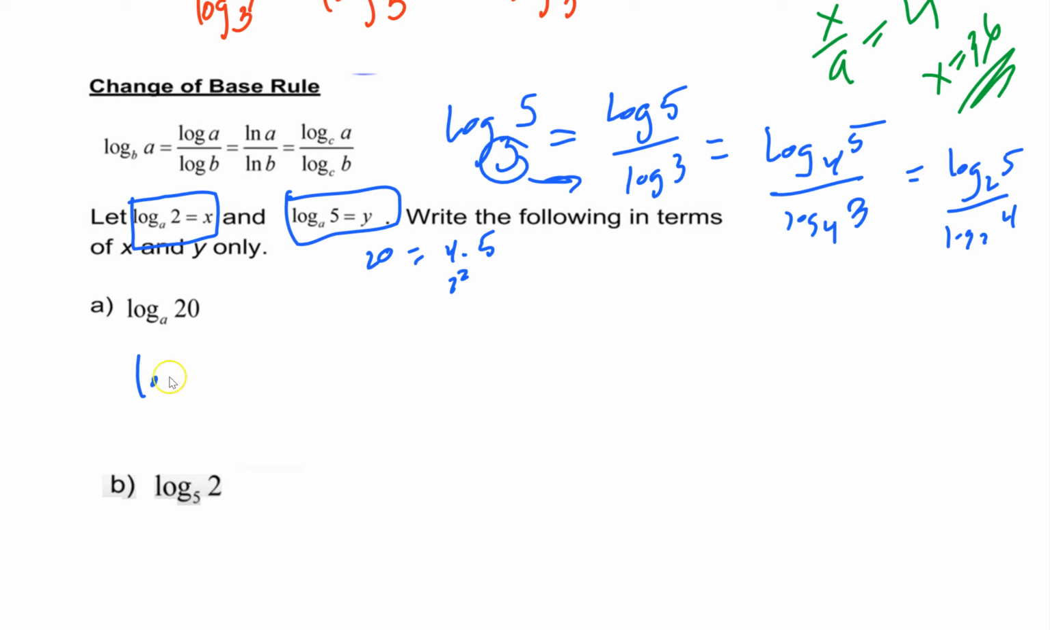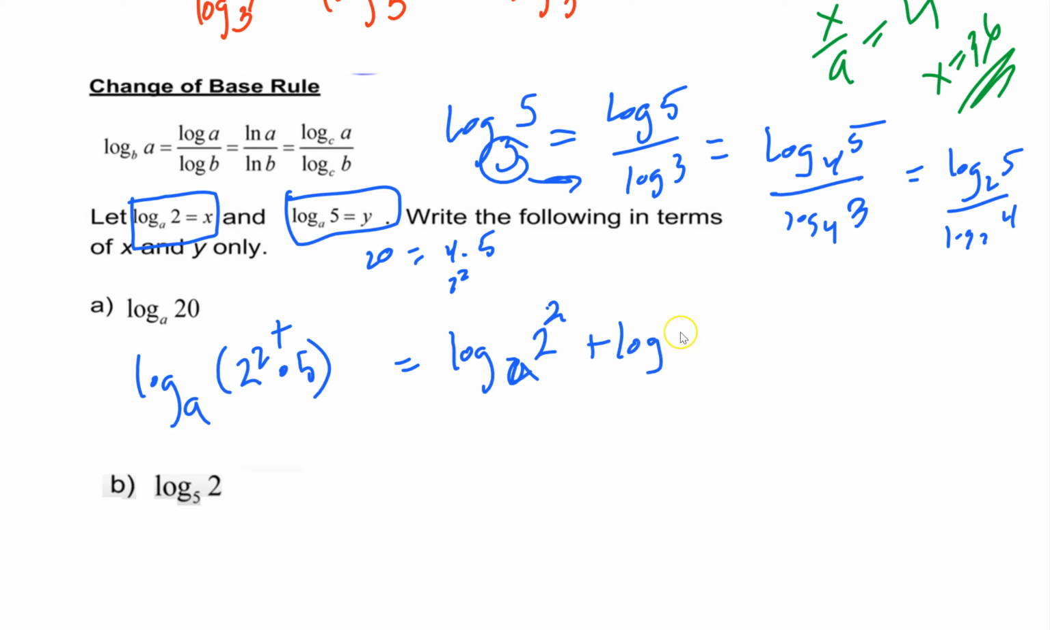So you do this. You go log a 2 squared times 5, right? That's the exact same thing as 20. Then we split it. Multiply means plus. Now here's a mistake most people make. They'll plug in the x right now. They're like, oh, this is x squared plus 5. Doesn't work that way. You can't have the square there. We gotta move that 2 out of the way first.